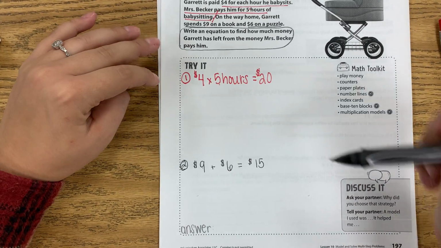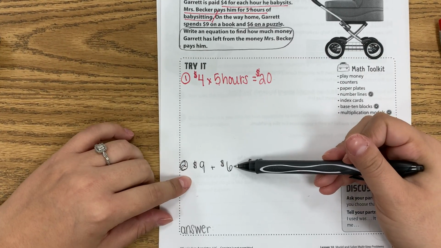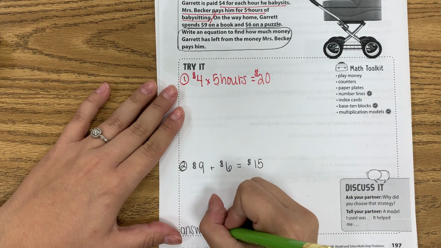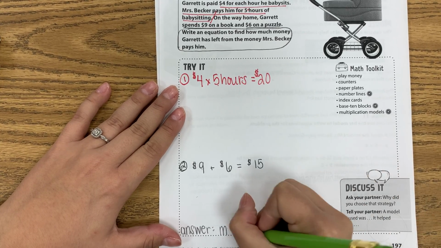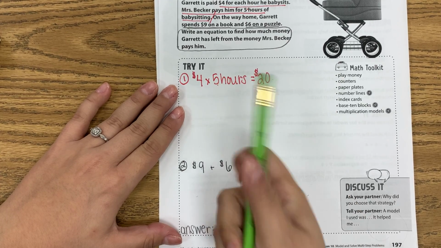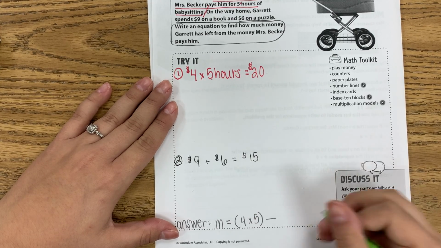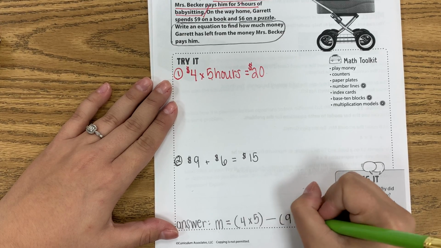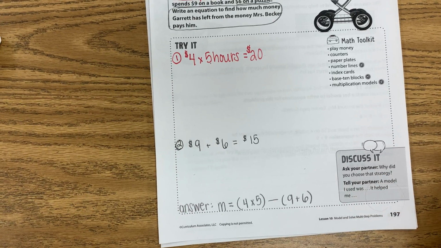So what we're going to do, friends, is we're going to combine the equation we used up here to get how much he was paid and the equation we used down here to figure out how much he spent. So that means I'm going to call M how much money he has left, okay? So I'm going to say M is equal to 4 times 5, because that's how we figured out how much money he made. And then we're going to subtract the number he spent. So we're going to subtract the 9 plus the 6, because this is how we figure out how much he has left.